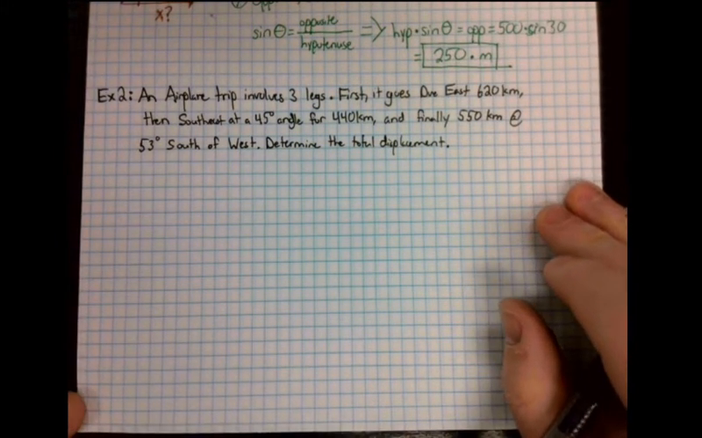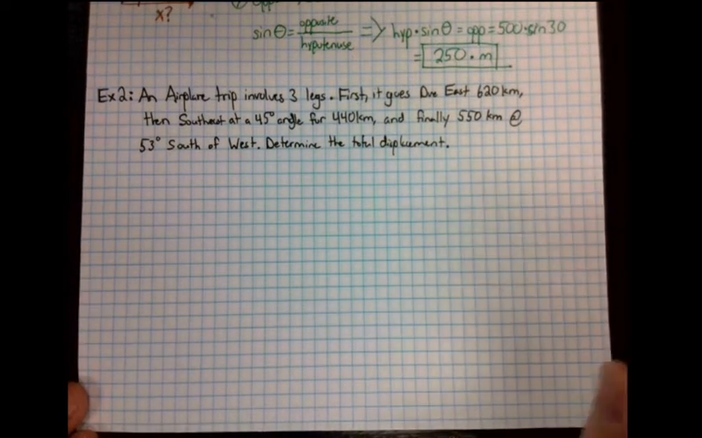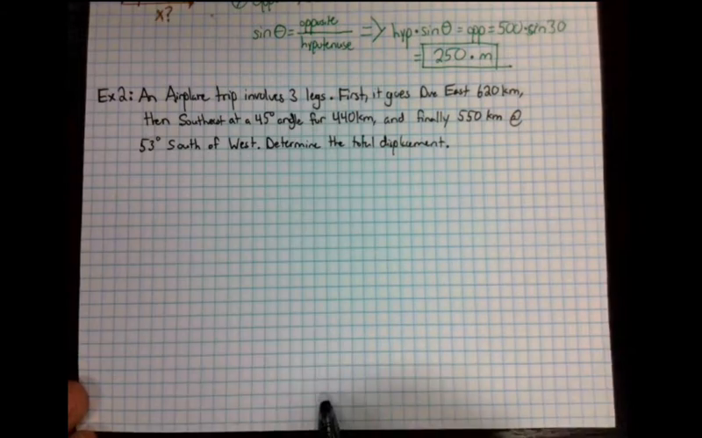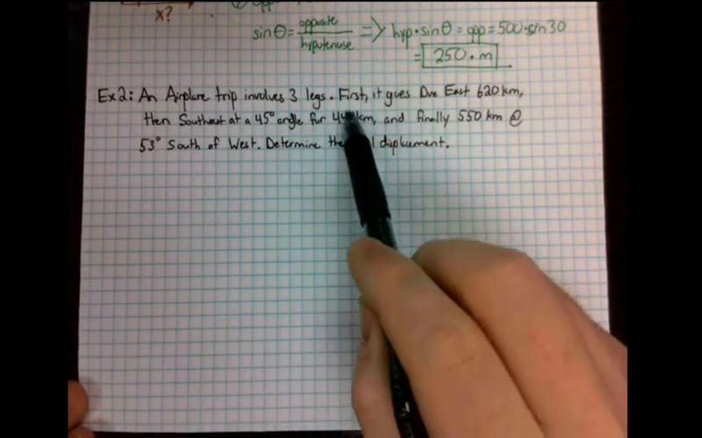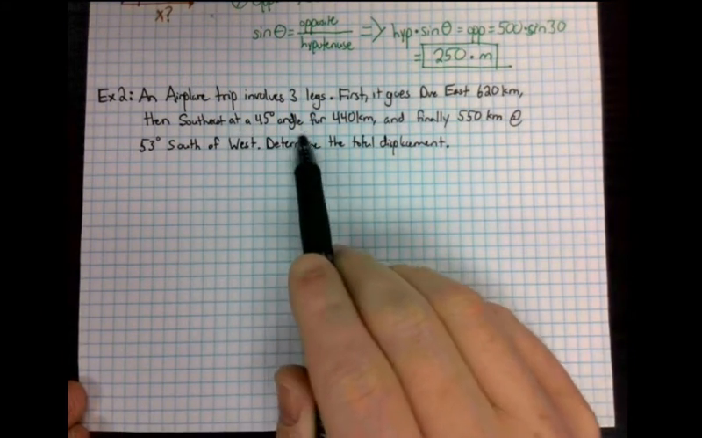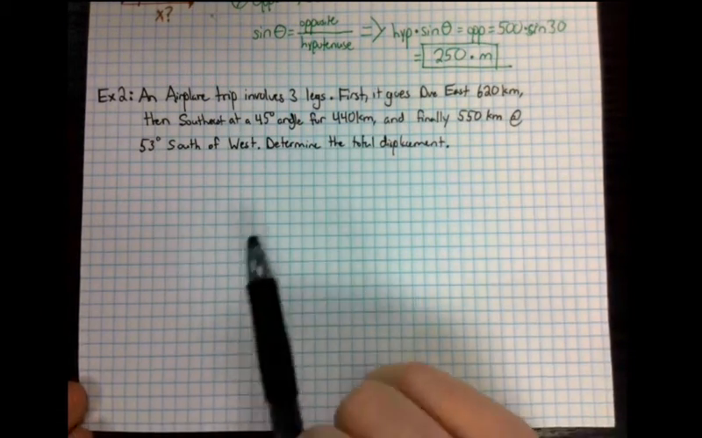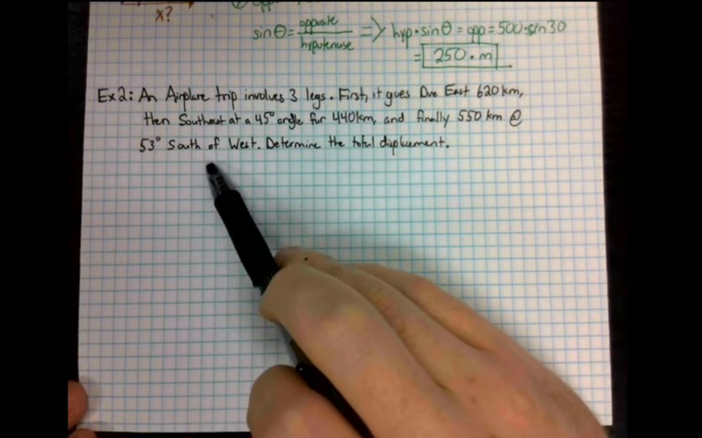Now this one's definitely more complicated than the last one because we're actually going to have, count them, three separate legs of our trip we're going to have to deal with, instead of just our kind of two. So an airplane trip involves three legs. First, it goes due east 620 kilometers, then southeast at a 45-degree angle for 440 kilometers, and finally 550 kilometers at 53 degrees south of west.